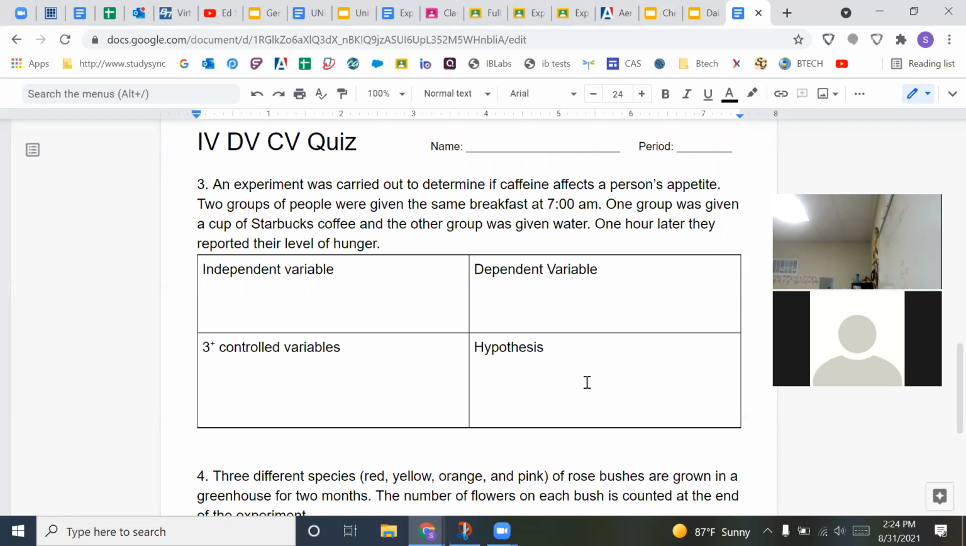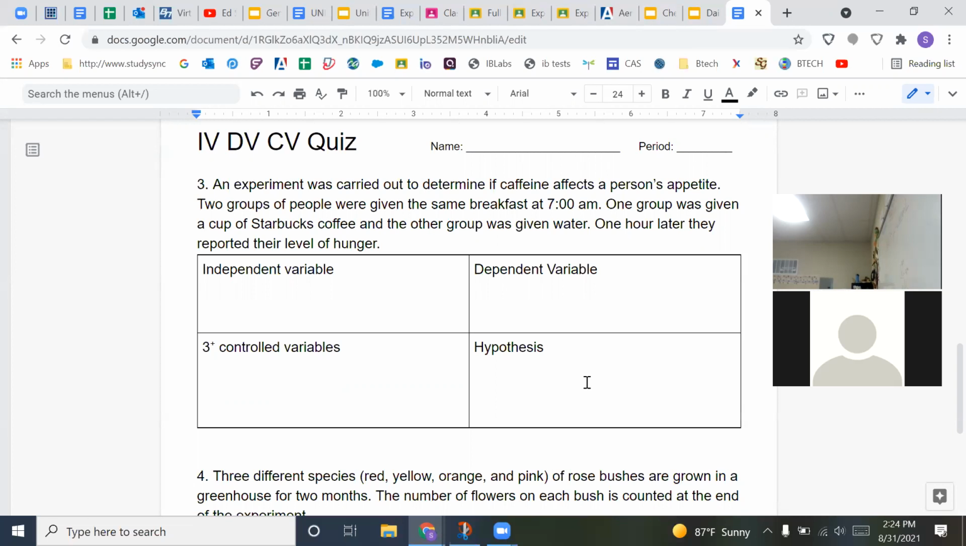One group got Starbucks, one group got water. So again, some of you put Starbucks or caffeine. Technically, what you were mentioning was one of your groups. But to state the variable, I would probably go with type of drink or type of liquid. And then under the type of liquid, you would have had water or Starbucks. Does that make sense?